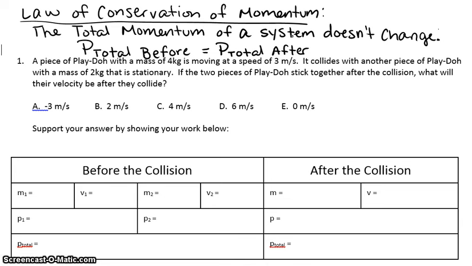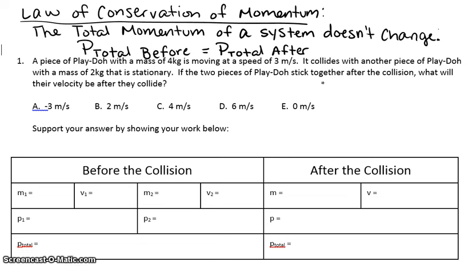Okay. So we're going to use a couple of questions here and use the law of conservation of momentum to determine the velocity of objects after they collide and stick together. So let's look at question number 1. A piece of Play-Doh with a mass of 4 kilograms is moving at a speed of 3 meters per second. It collides with another piece of Play-Doh with a mass of 2 kilograms that is stationary. If the two pieces of Play-Doh stick together after the collision, what will their velocity be after they collide?